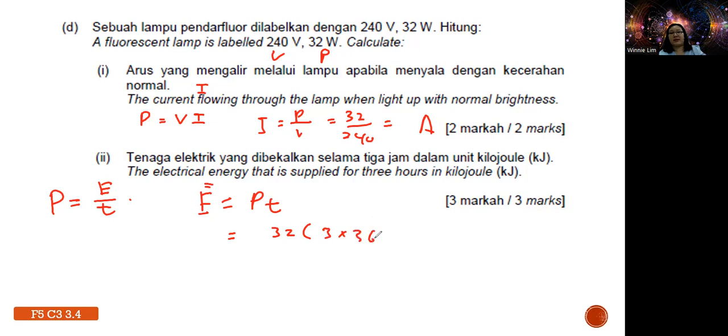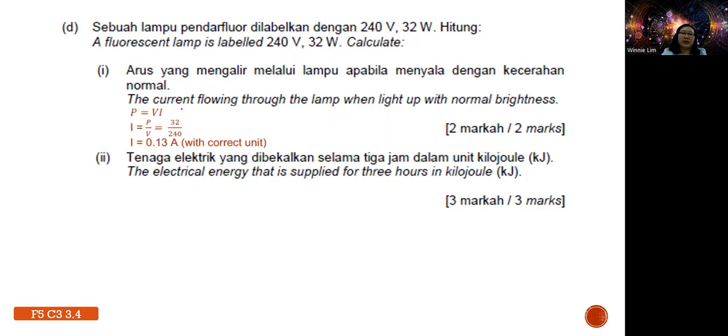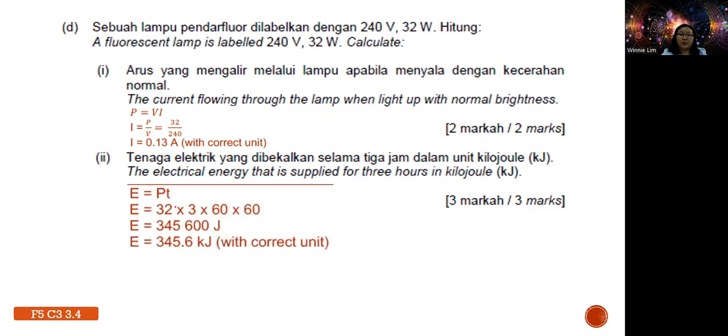3 times 3600. Then from joule, how do you change to kilojoule? Divide 1000. Okay, hence you will get this answer. Just now I showed you already, 32 divided by 240. And then you use PT, hour to second, so you times 60 times 60. Just now teacher wrote 3600. And joule to kilojoule, you divide 1000. How come you need to change to kilojoule? This is what they expect.